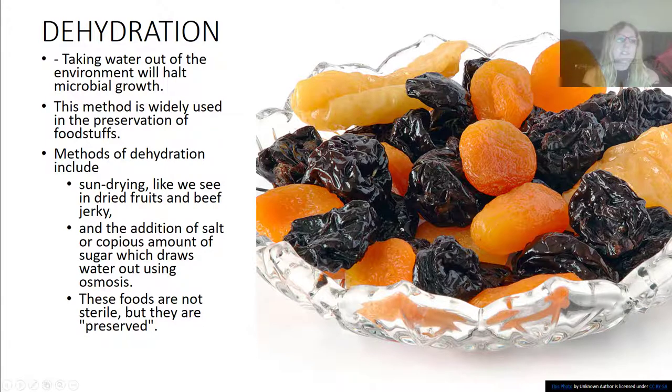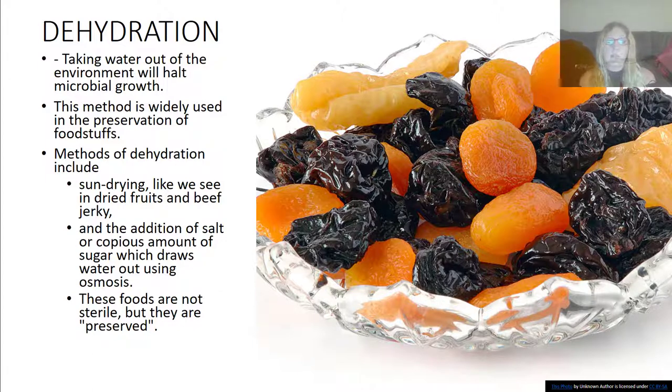So, how this works is you're basically taking the water out of the environment. If you take water out of the environment, then you're halting the microbial growth. Now, if I added the water back in, then the microbes are going to be able to start growing again. So how is this done? You could do this by sun drying. This is how dried fruits are preserved. This is how beef jerky is made.